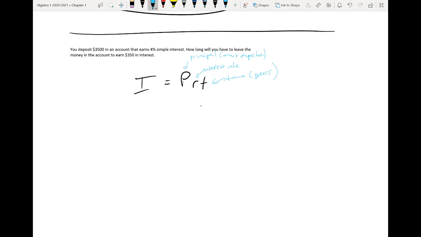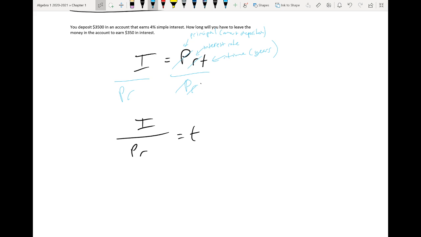So, we need to get the T by itself, right? Well, that's a pretty quick one. Watch this. We're going to divide by P and R at the same time. Why not? Right? I can actually factor both of those at the same time. So I over P times R is equal to T. So this is going to make our problem pretty straightforward.